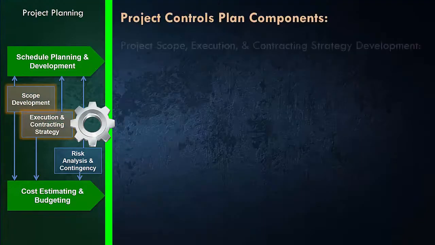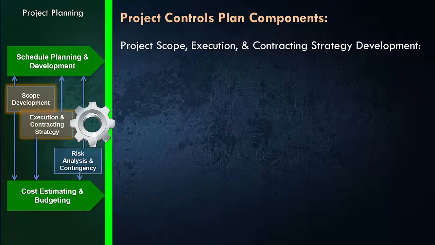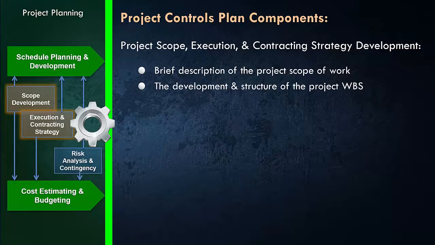What needs to be addressed in the project control plan when it comes to the project planning stage is project scope, execution, and contracting strategy development. In the project control plan, you need to briefly describe the scope of work for the project. Also, you need to address the development and structure of the project work breakdown structure: how the overall project work breakdown structure is going to be developed, or what the structure is if that's already been provided to you.